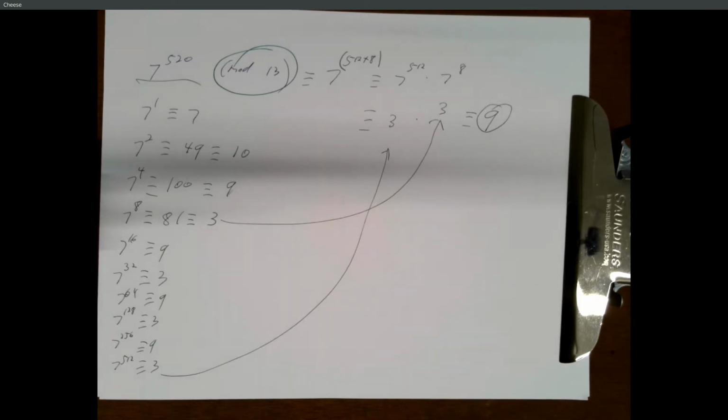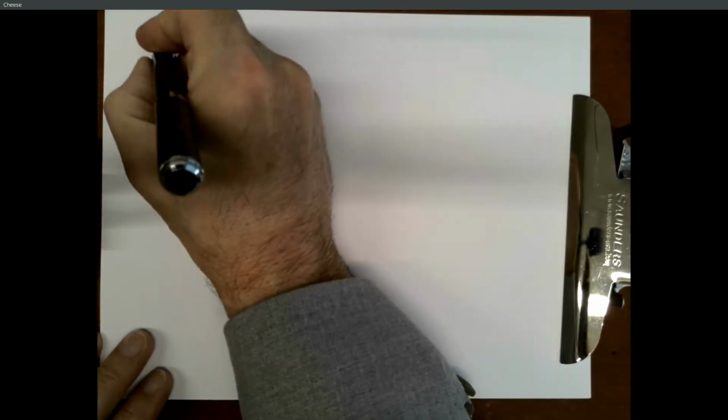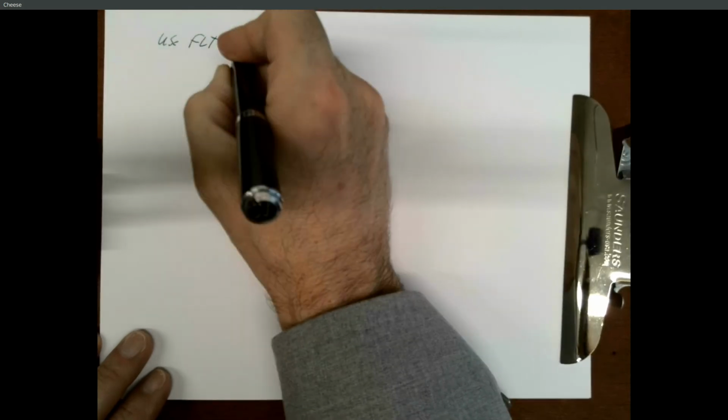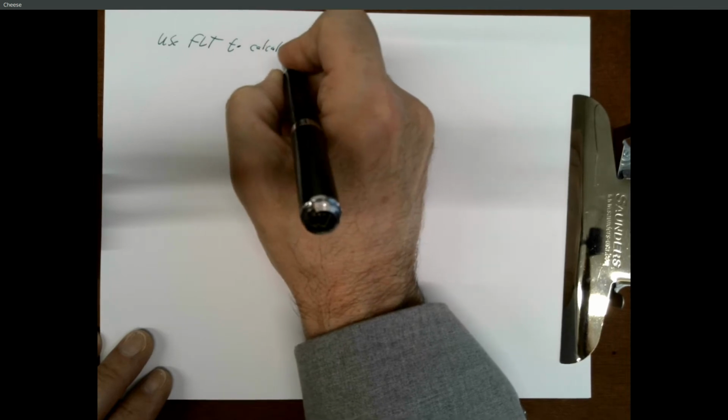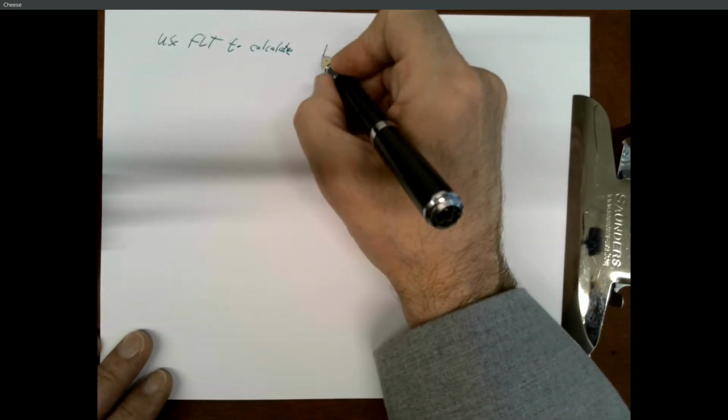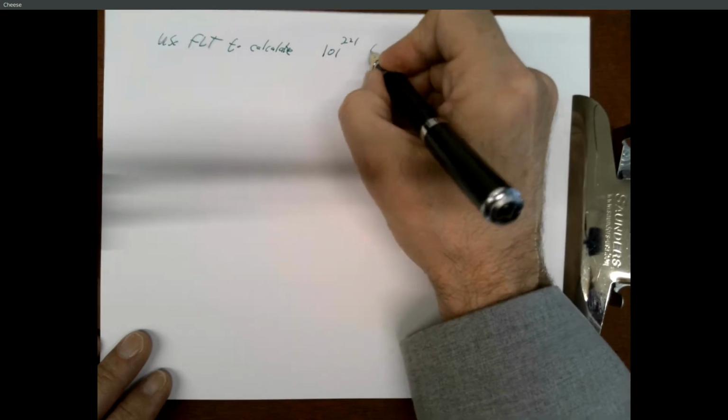All right, other questions? Was there a Fermat's Little Theorem question on there? Okay, thought so. You okay with that? Yeah, as long as you tell me what it was asking. Use Fermat's Little Theorem to calculate 101 to the 221 mod 23.